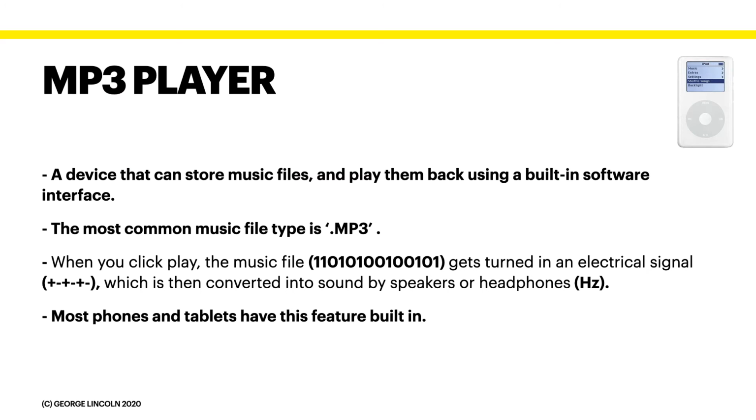First, let's look at the MP3 player. An MP3 player is a device that can store music files and play them back using a built-in software interface. The most common music file type is MP3, which is where it gets its name from. When you click play, the music file, represented here by the ones and zeros, gets turned into an electrical signal, represented here by the pluses and minuses, which is then converted into sound by speakers or headphones, and sound here is represented by hertz or Hz. Most phones and tablets now have this feature built in.